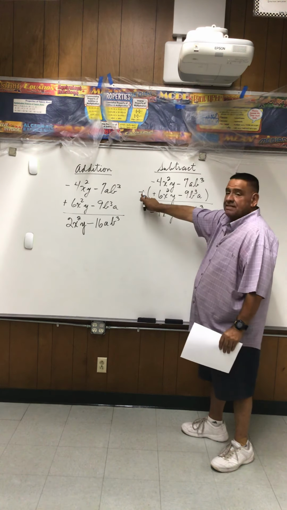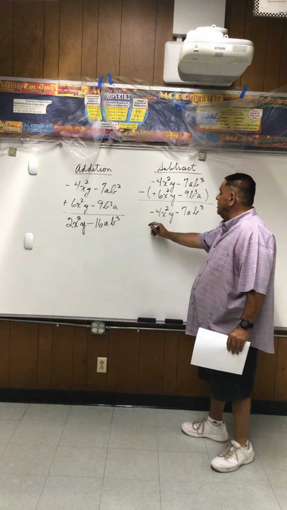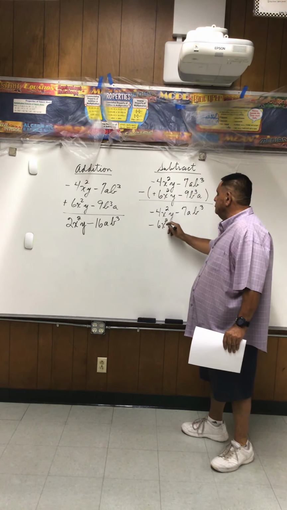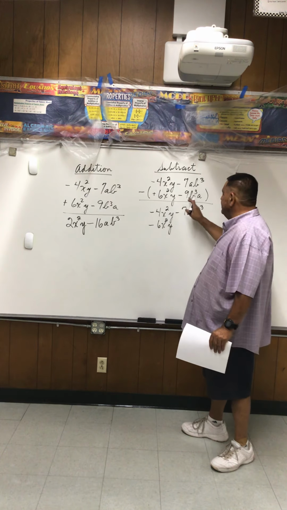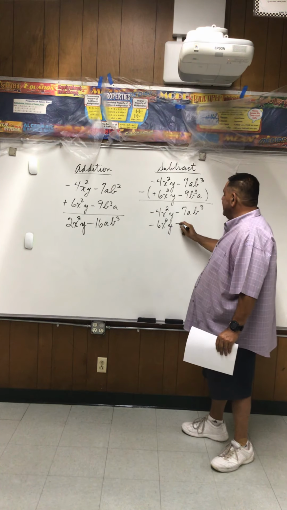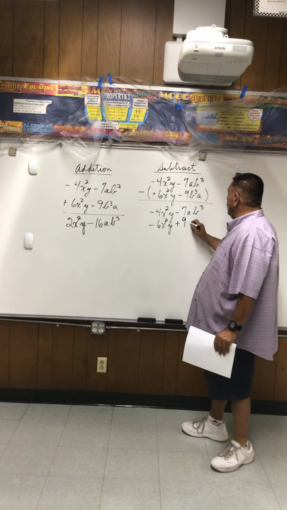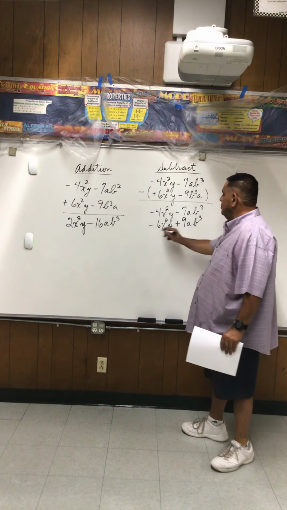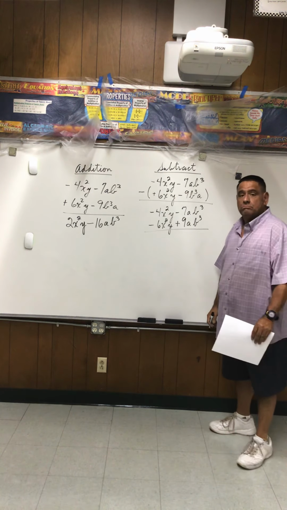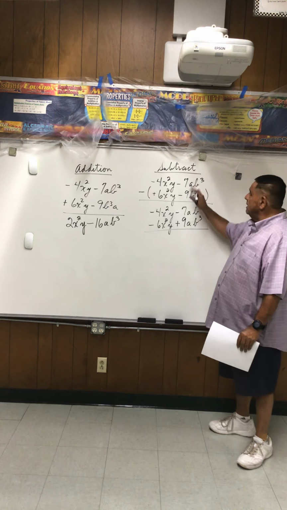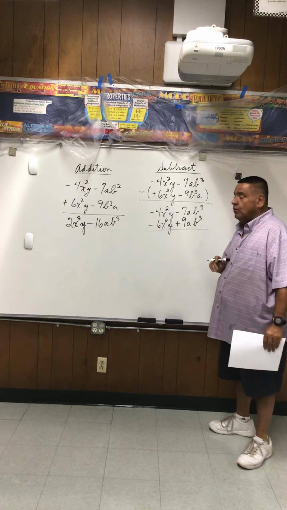Now here, opposite of positive 6x squared y is a negative 6x squared y. Opposite of a negative 9b cubed a is a positive 9. I'm going to put it in alpha order, a, b. You can do that. You can switch it around. If you want to switch it around at the beginning, that's fine. I just want to give you the problem and then go from there.